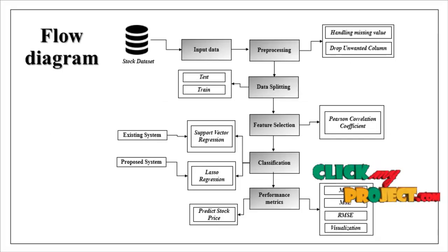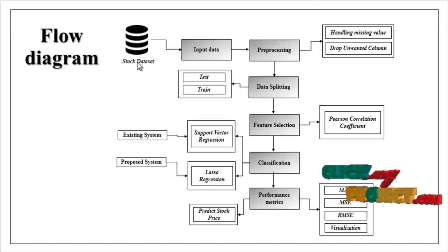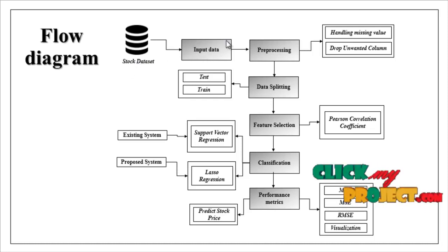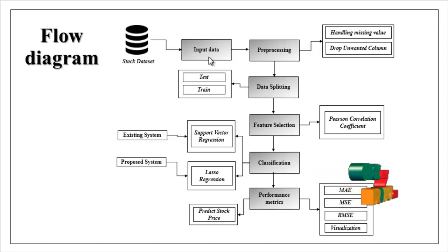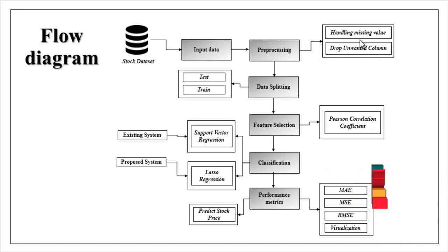Now we are going to see the flow of our project. First we collect the dataset as input, the dataset name is stock dataset, then input data. Here we select or load the input data by using the pandas package. Then the input data is carried to the pre-processing step. Here we have to check missing values and drop unwanted columns. Handling missing values is for avoiding wrong prediction.